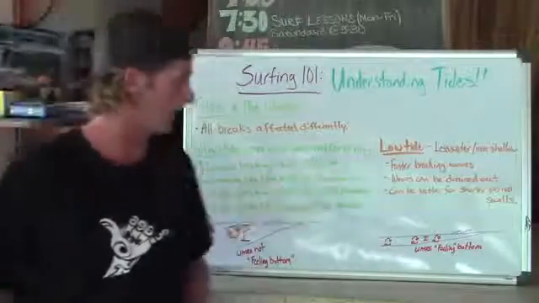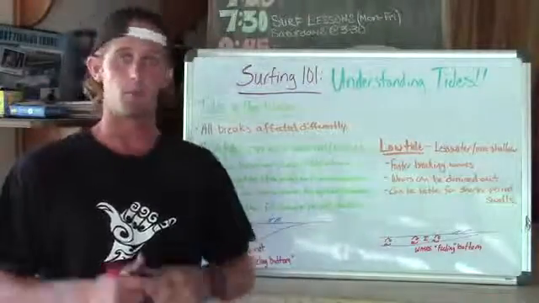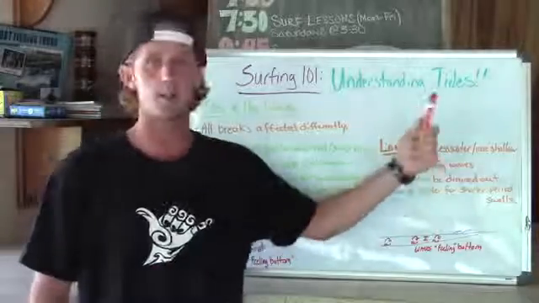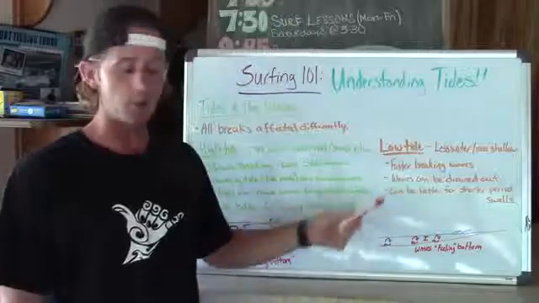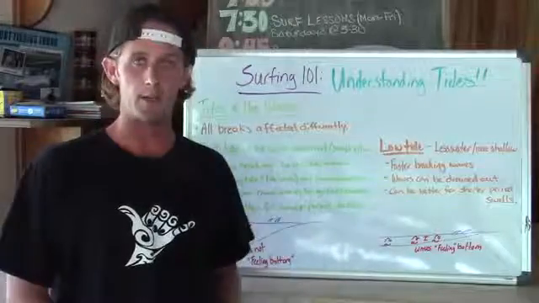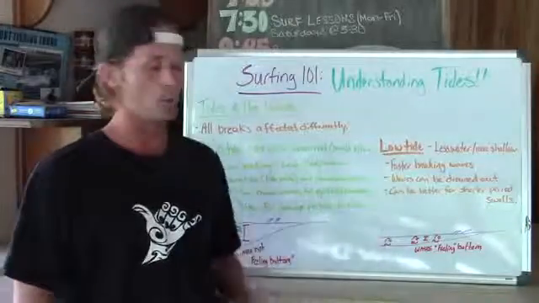Now moving over to low tide. Low tide, we know, is when the water sucks out. There's going to be less water. It's going to be more shallow over the sand, over the reef, over the rocks. Typically, it makes faster breaking waves. The waves can be what's called drained out.